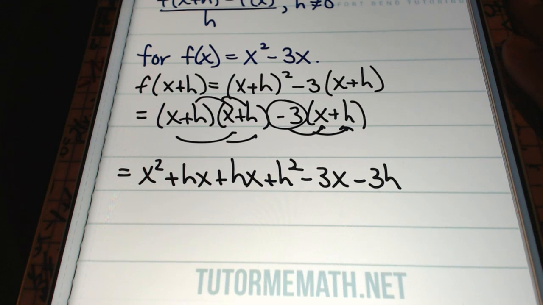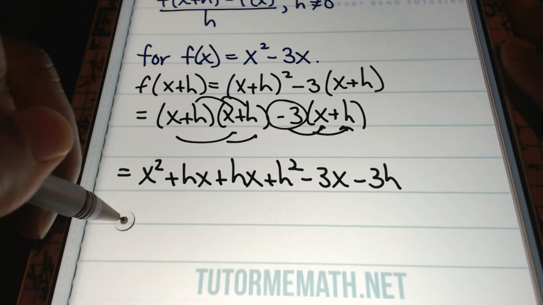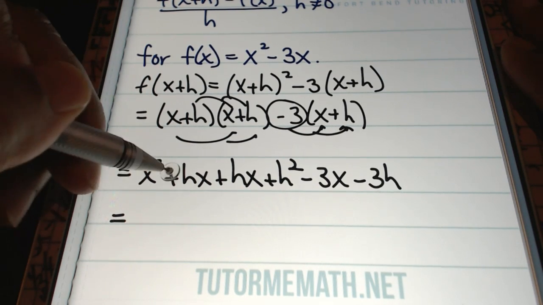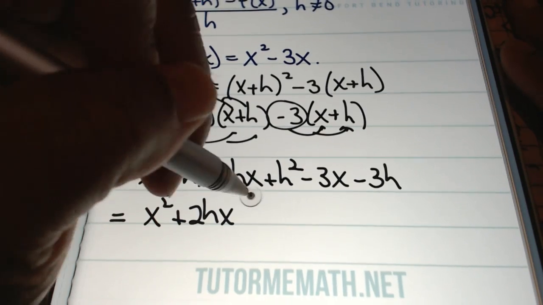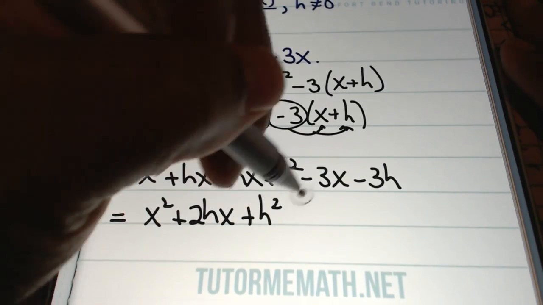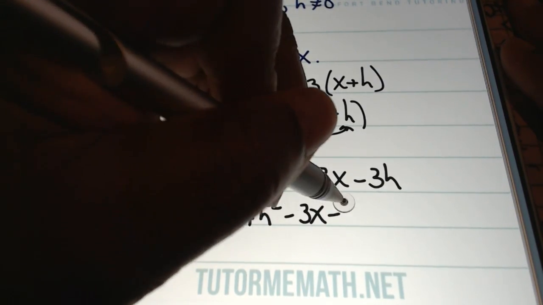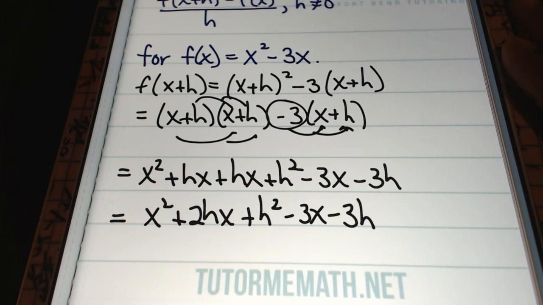This is all, guys, just to find the quantity of f of x plus h. We haven't even begun to substitute into the difference quotient yet. So, combining our like terms, you have x squared plus 2hx plus h squared minus 3x minus 3h. This is what we have thus far.